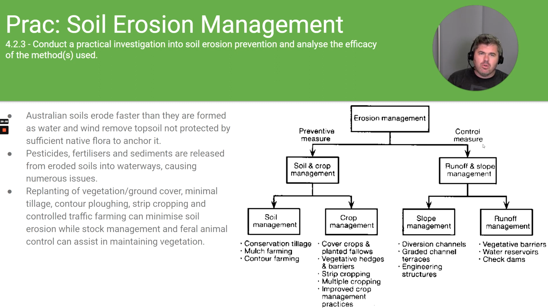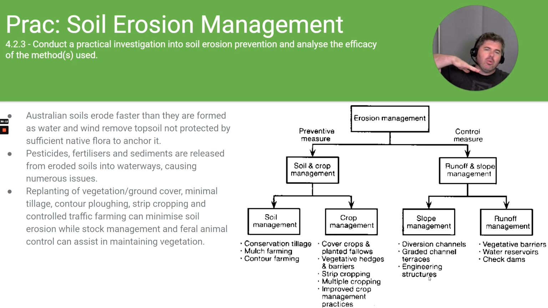Now, if we're trying to undo some damage that's already been done, we separate into runoff and slope management. We know that soil will not move unless it has a reason to. So, slope management might be trying to ensure that it doesn't have the opportunity to start going on its own. So we start having diversion channels, graded channel terraces, and engineering structures to serve as impediments.